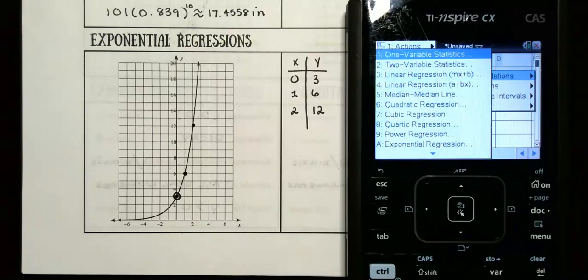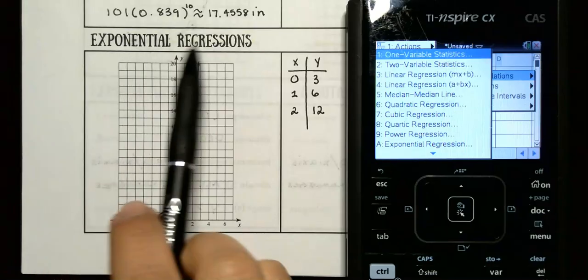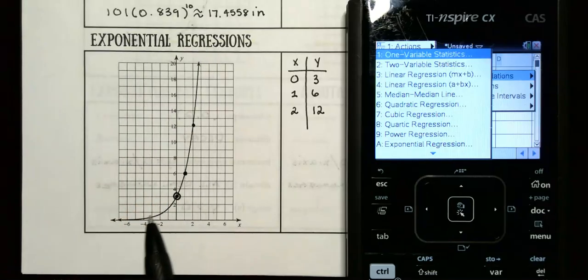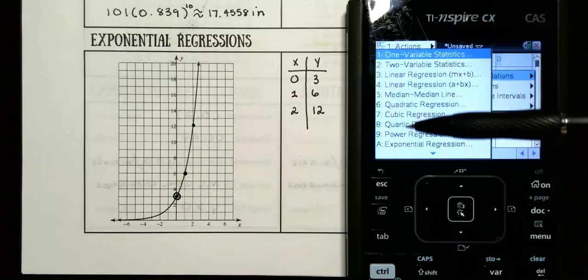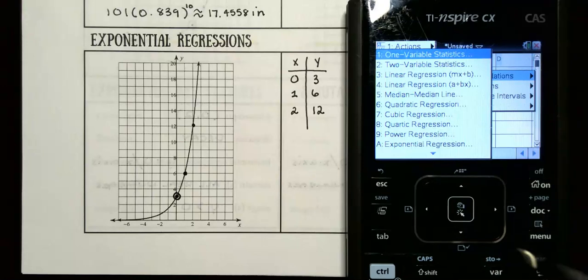Now this is the part where I tell you it's important to know which kind of regression you're going to create. You can either look at the graph to tell whether it's linear, quadratic, cubic, or exponential, or the problem itself will tell you what kind of function it is. So make sure that you're paying attention to the information that's given to us. And in this case, not only does it say exponential regressions, but we can tell that this is an exponential graph. So look through your list right here and notice that exponential is option A.